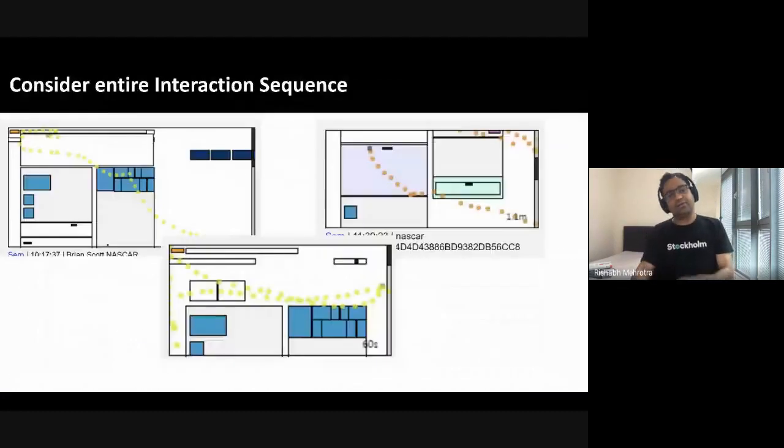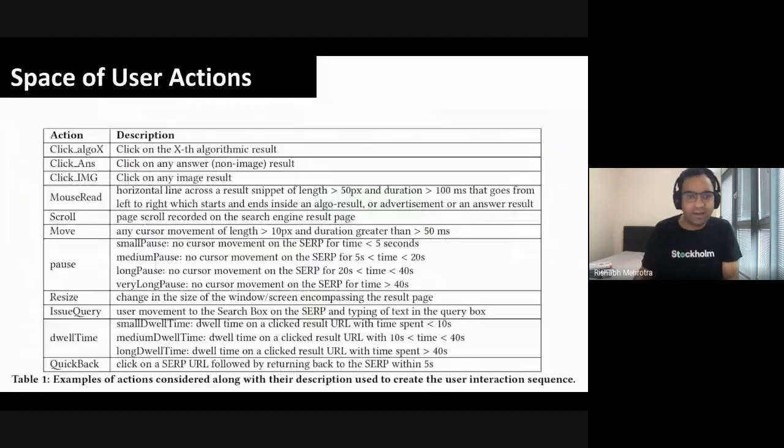So again, if you can look at some of these sequences, then the problem becomes how do we create subsequences and actions from it? This is where we can define the action space. Instead of a motif being the cursor movement over a period of time, so this is x, comma y, comma t, and instead of looking at a sequence of XY positions, our approach was that maybe we should look at a sequence of actions. Now, the actions could be a click on an algorithm, a click on an image, a click on an answer, a mouse read, a scroll, move, pausing, issuing a query, dwell time, quick back. So we can define the actions.